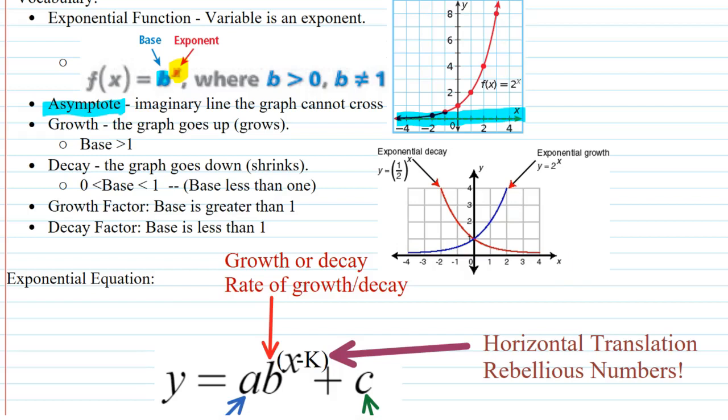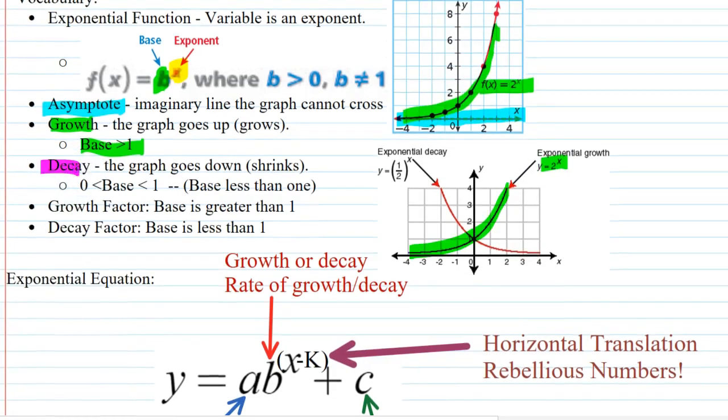The way we know the difference between growth and decay: it's growth if your base, remember your base is down there, is larger than 1. So here we have f of x is equal to 2^x and it's growing up. Decay is if the base is less than 1. Now granted, the base has to be greater than 0. So it's any fraction less than 1. So here we have exponential decay with the base of 1/2 to the power of x.